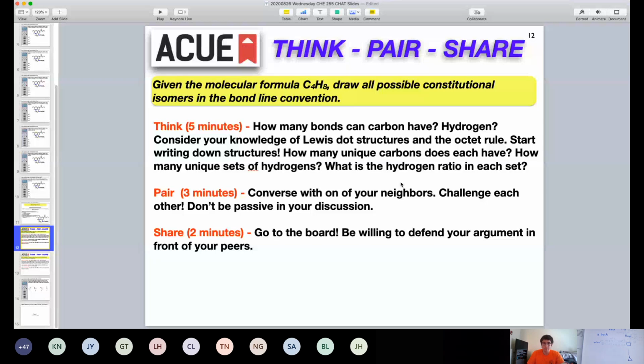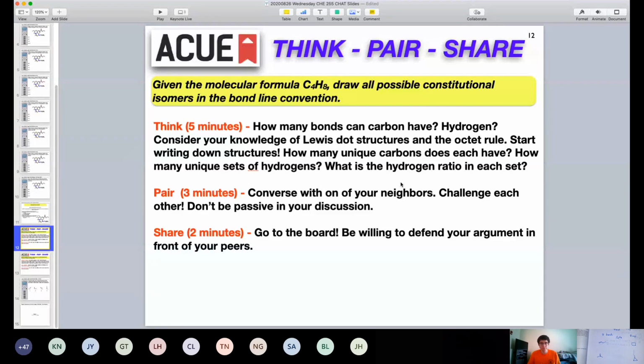So we have again the molecular formula C4H8. We've proposed 1, 2, 3 constitutional isomers. Maybe Aiden scooch over a little bit. Okay, there we go. So Aiden proposed this one now. I think we have 2 more we can propose.